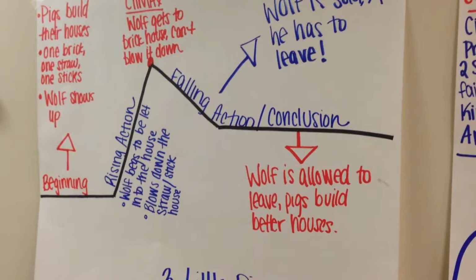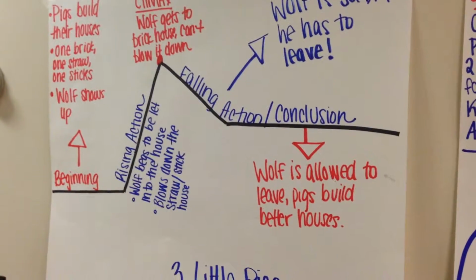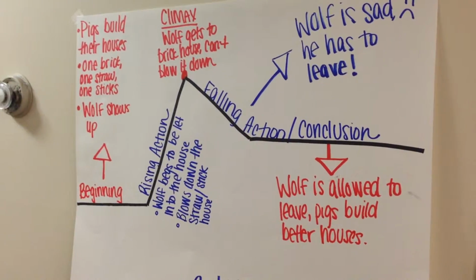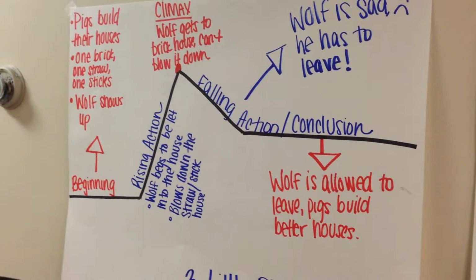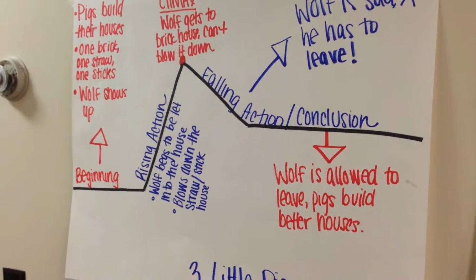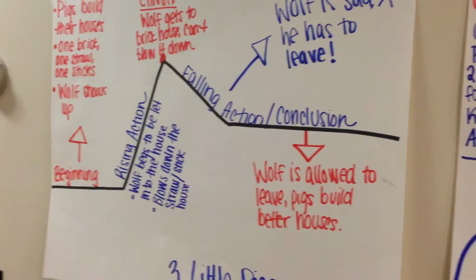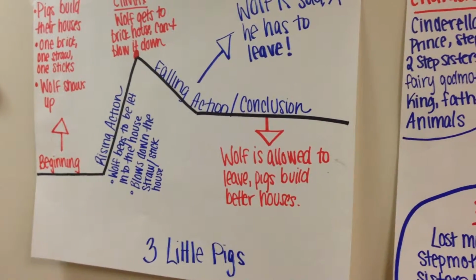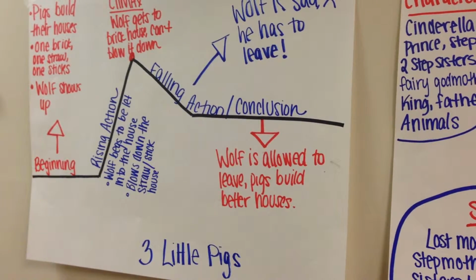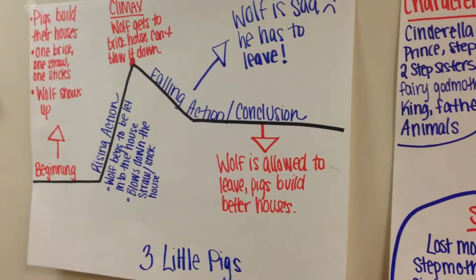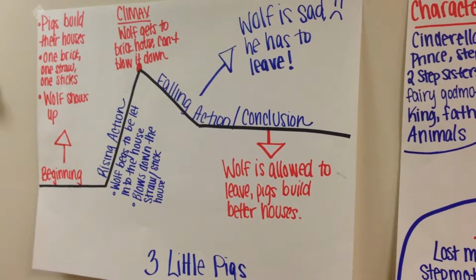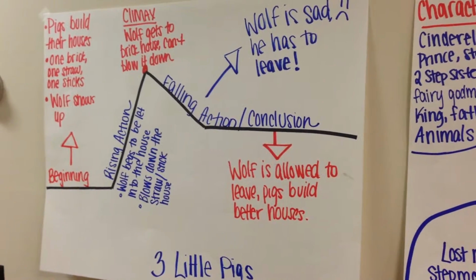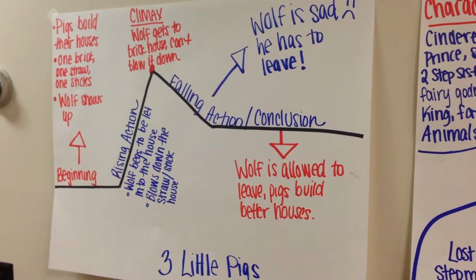This one is about the 3 little pigs. So what happens at the beginning? Well, the pigs build their houses, 1 brick, 1 straw, 1 sticks, and then the wolf shows up. Oh man, the rising action. The wolf begs to be let in the houses. He blows down the straw and stick house. And then what happens? Well, he gets to the brick house and can't blow it down. What happens then? The wolf is sad and he has to leave.